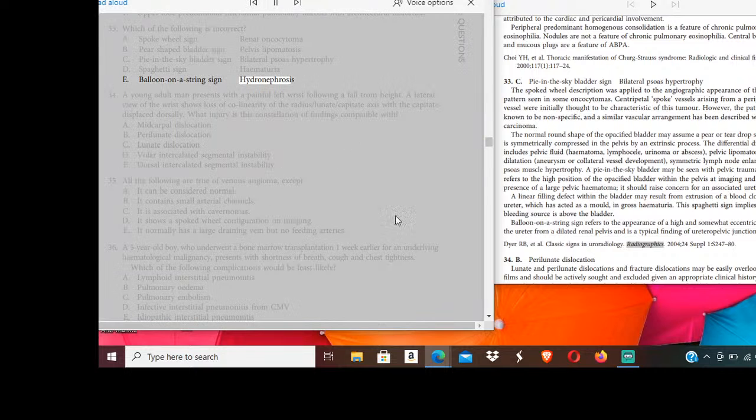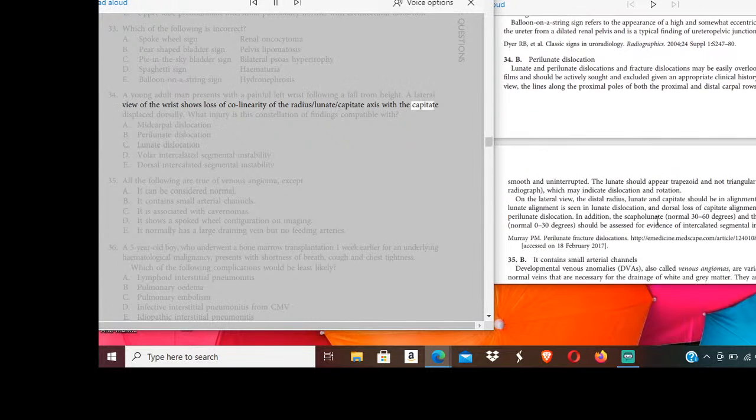34. A young adult man presents with a painful left wrist following a fall from height. A lateral view of the wrist shows loss of collinearity of the radius/lunate/capitate axis with the capitate displaced dorsally. What injury is this constellation of findings compatible with?